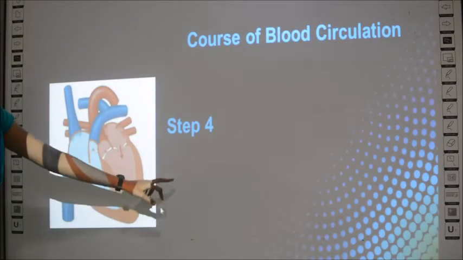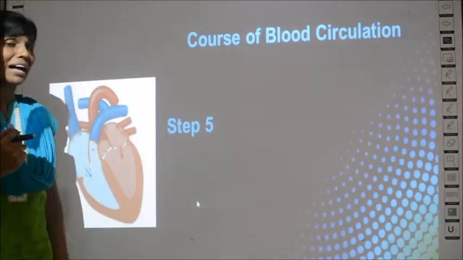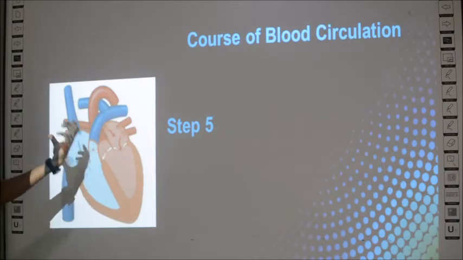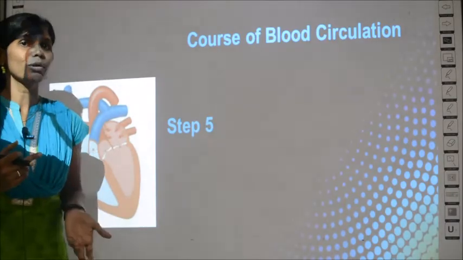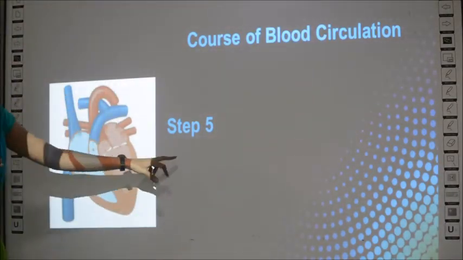This is step 3. In step 4, the tricuspid and the bicuspid valve will close. Where are the tricuspid and bicuspid valves? These two valves, right? They will be closed to prevent backflow of blood. Blood should not flow in the reverse direction, no? So both the valves are closed. That is step 4. What is step 5?